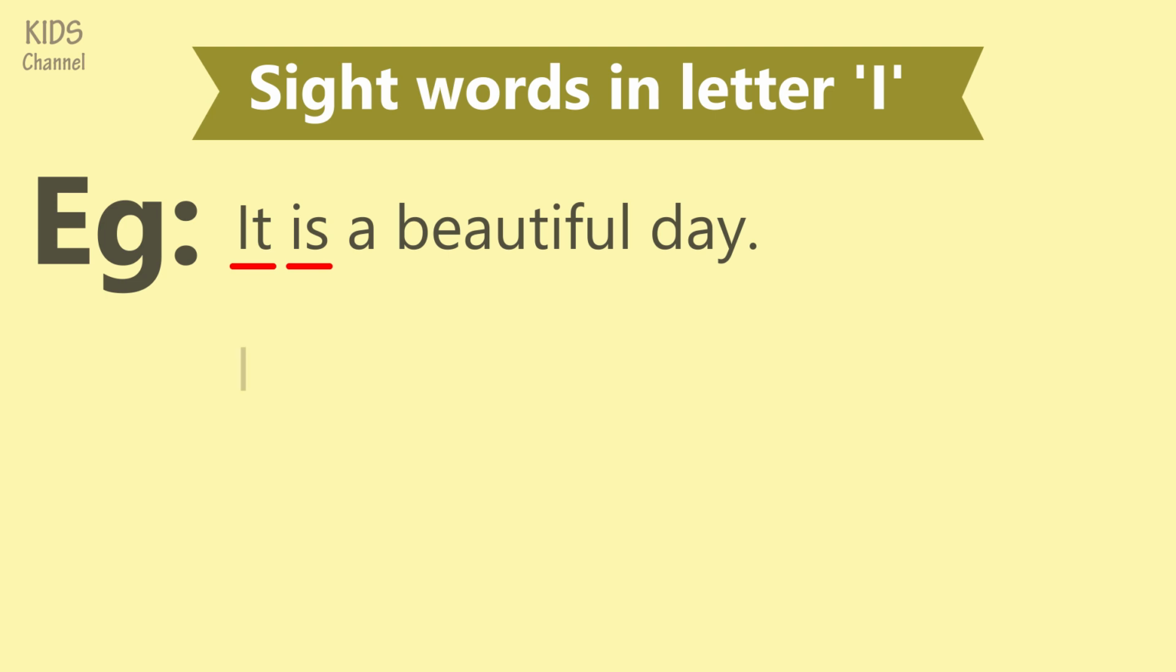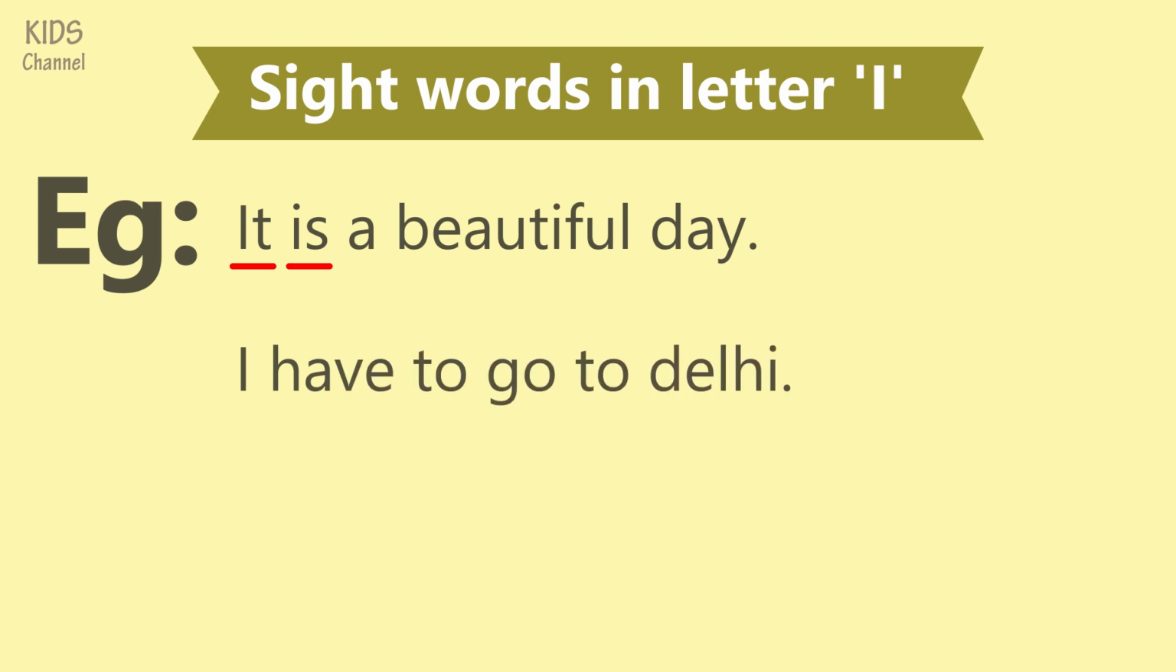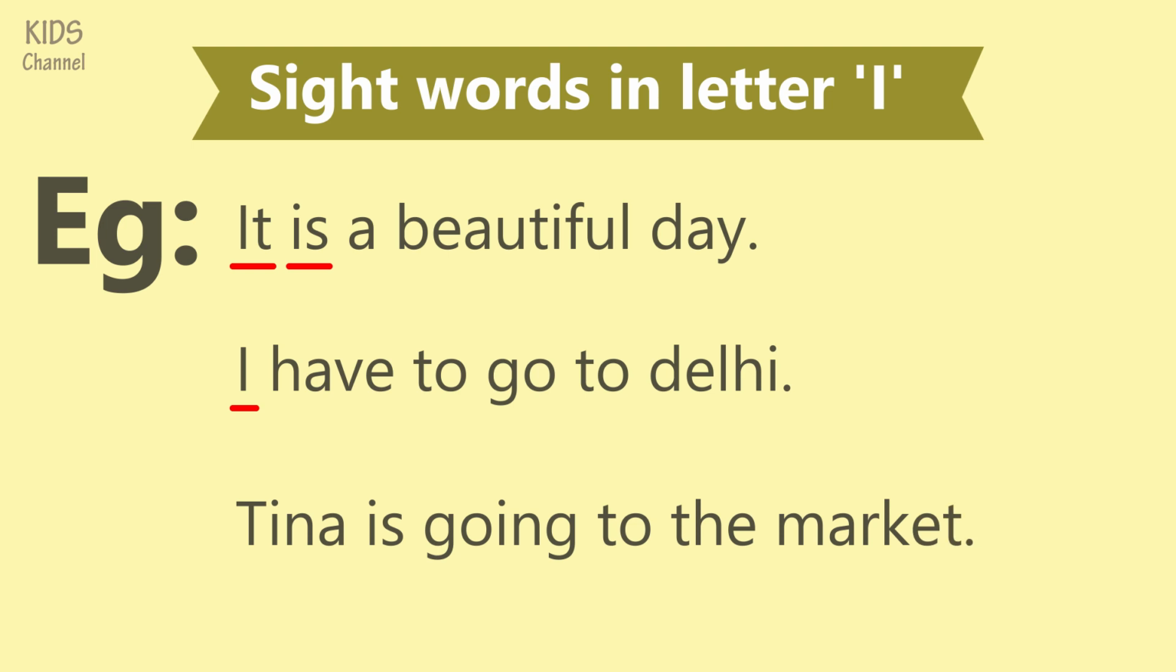Example 2. I have to go to Delhi. Here, I is a sight word in letter I. Example 3. Tina is going to the market. Here, is is a sight word in letter I. From the above examples, is, it, I are the sight words that you can identify from the letter I.